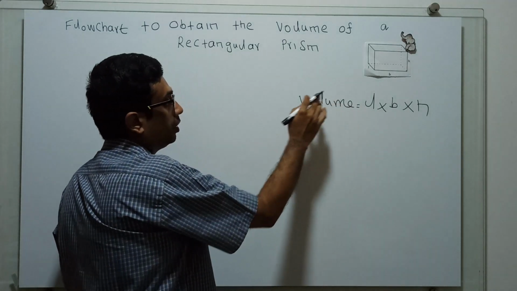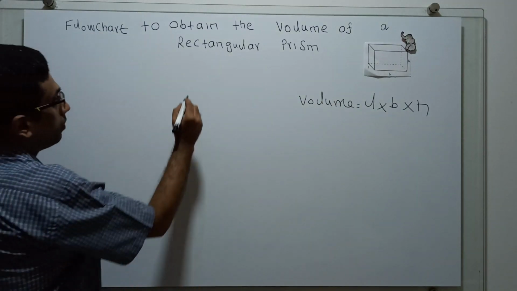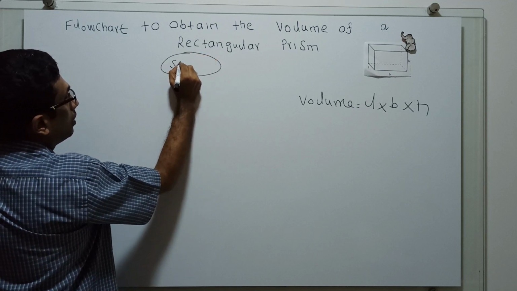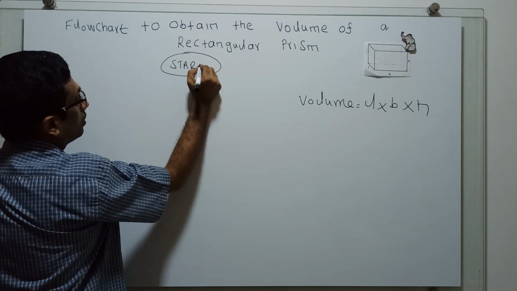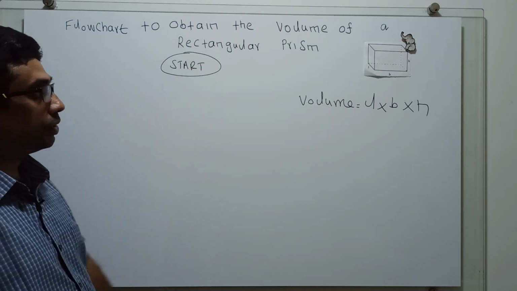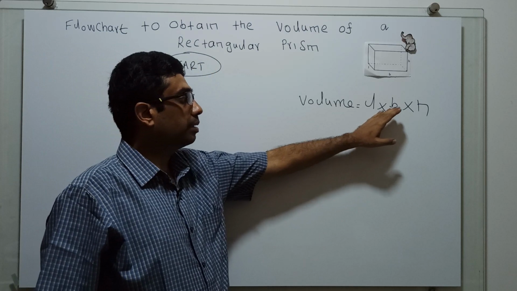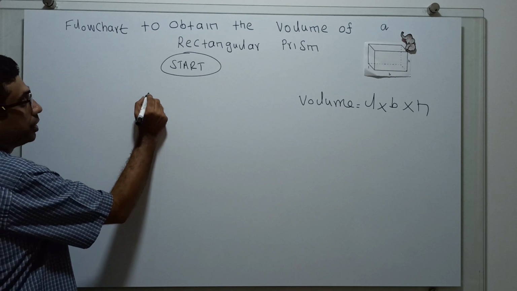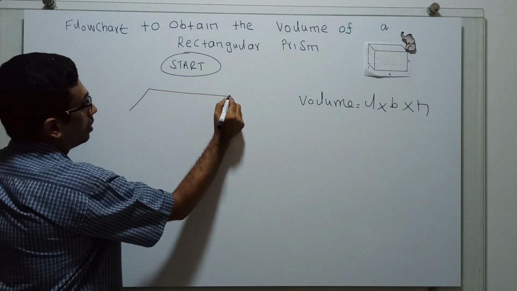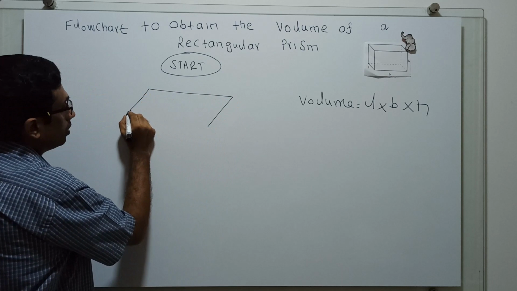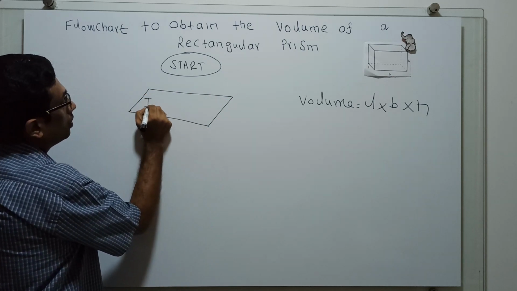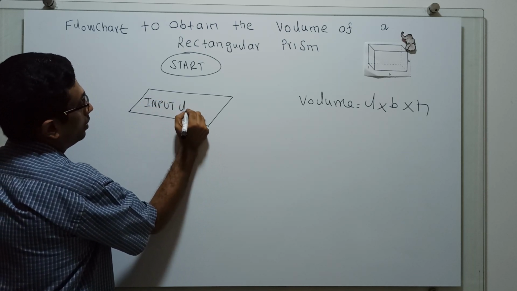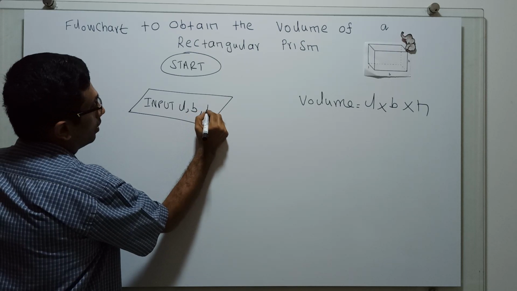So for this we are going to draw a flowchart. So this is the logical start of the flowchart. Next I am going to obtain length, breadth and height as an input from the user. Input: length, breadth, height.